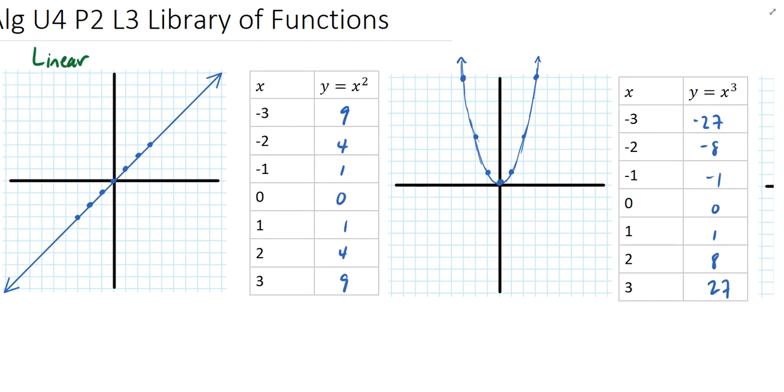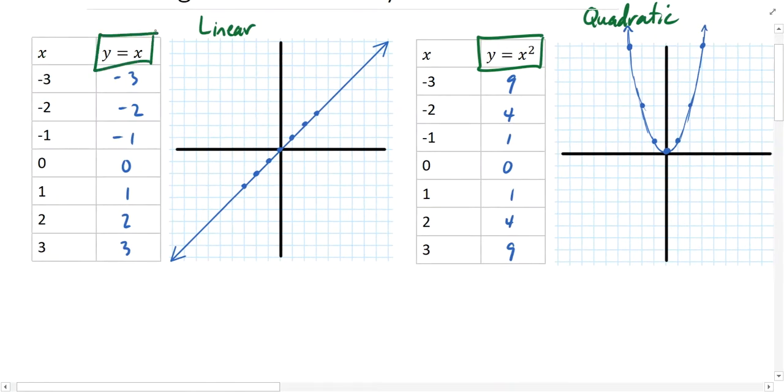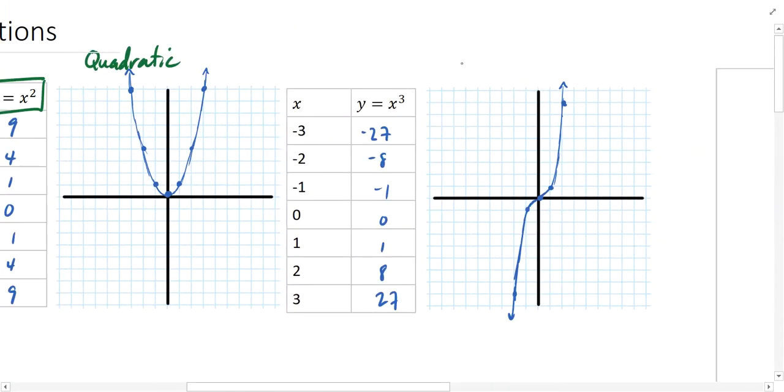And in the second example, even though it forms a parabola, we call this a quadratic function. This is the quadratic parent function. And again, this is the parent linear function. This is the parent cubic function, y equals x cubed.